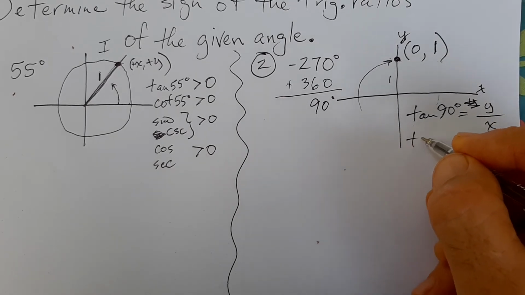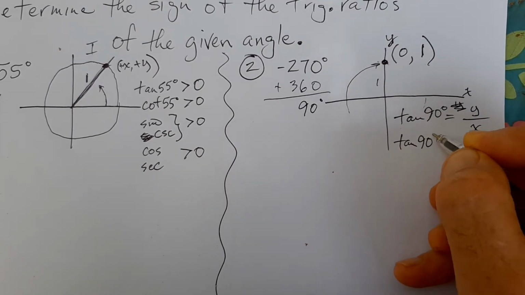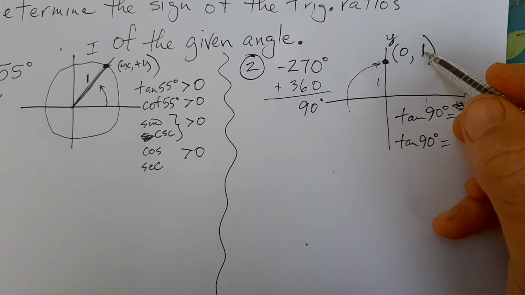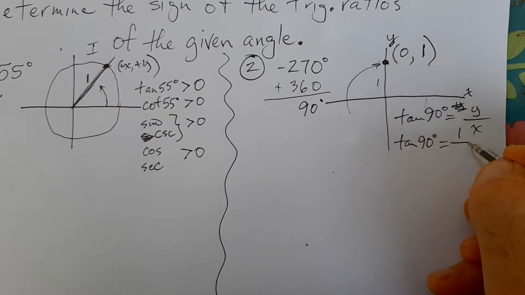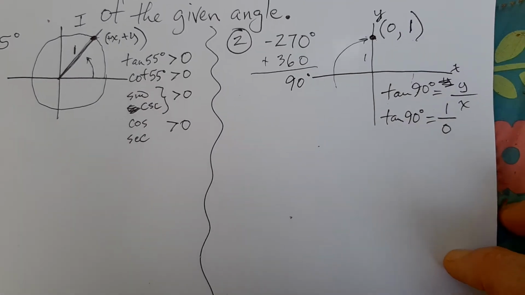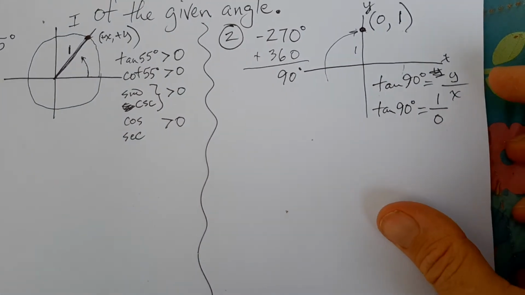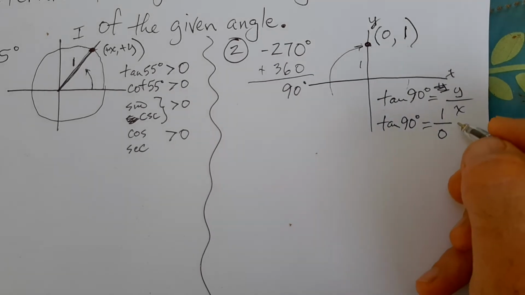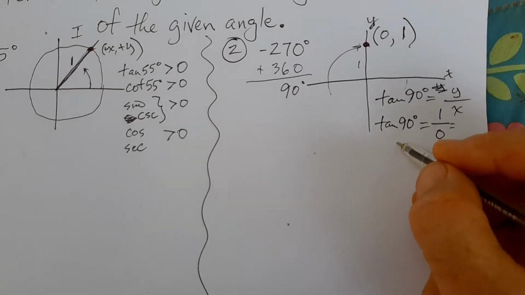Okay, so this one is really hilarious. It's strange, I think, because it's 1 divided by 0. Now, do you remember in math? We don't divide by 0. You divide by 0, it causes all kinds of problems. That's called undefined.